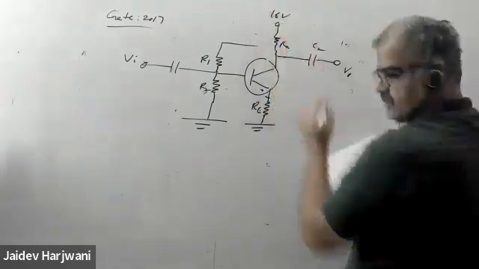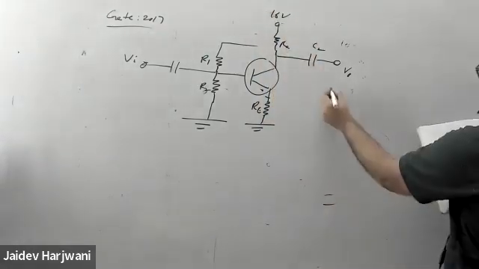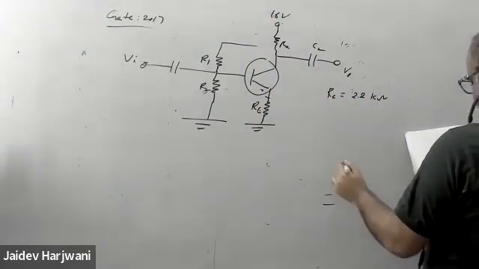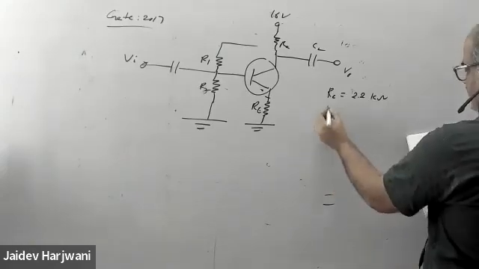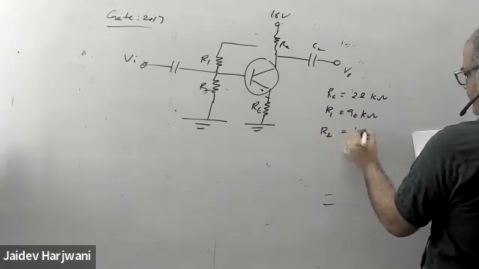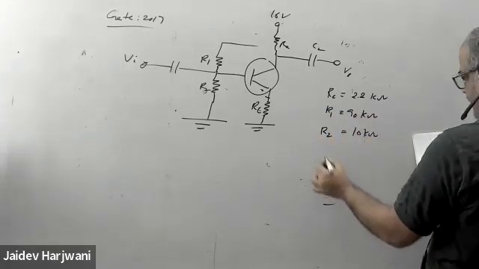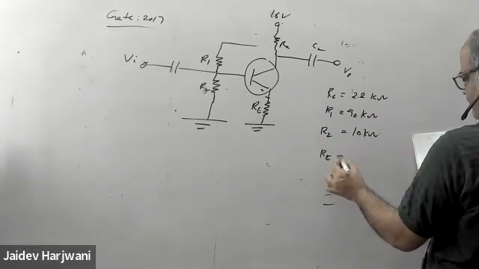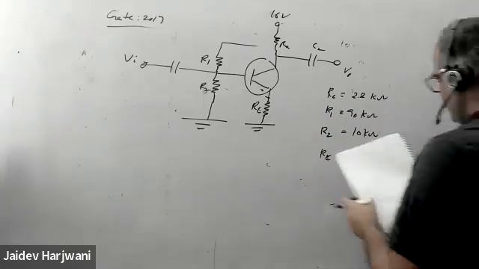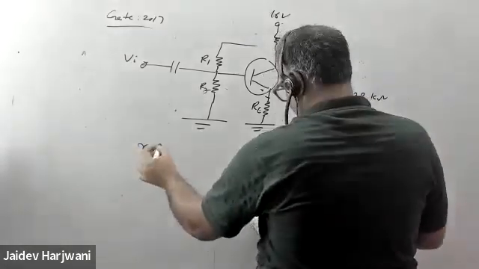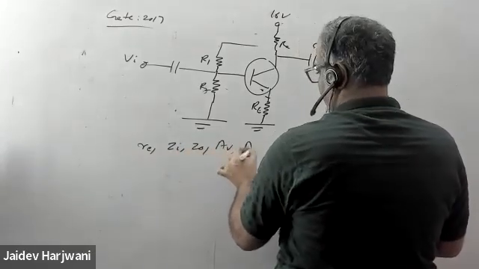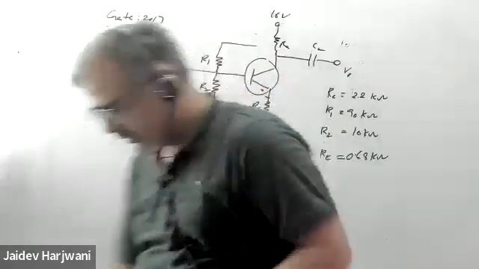And 16 volt. RC value they have given is 2.2 kilo ohm. R1 value they have given is 90 kilo ohm. R2 value they have given is 10 kilo ohm. And RE value they have given is 0.68 kilo ohm. So they are asking to find out re, ZI, Z0, AV, AI.